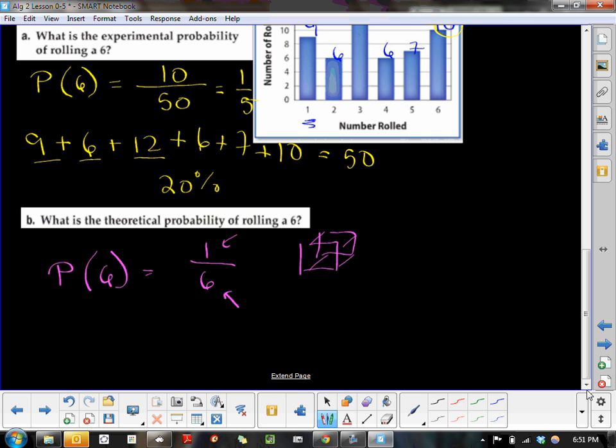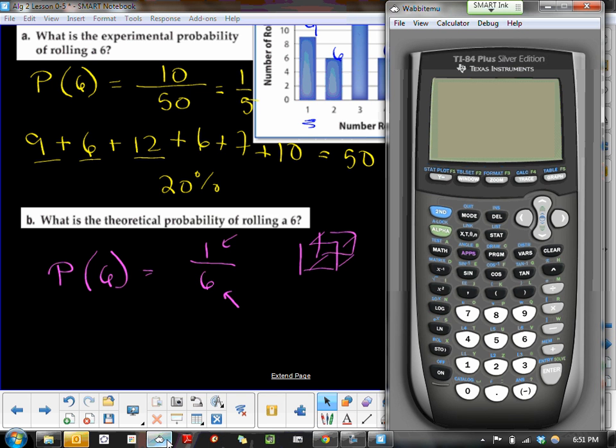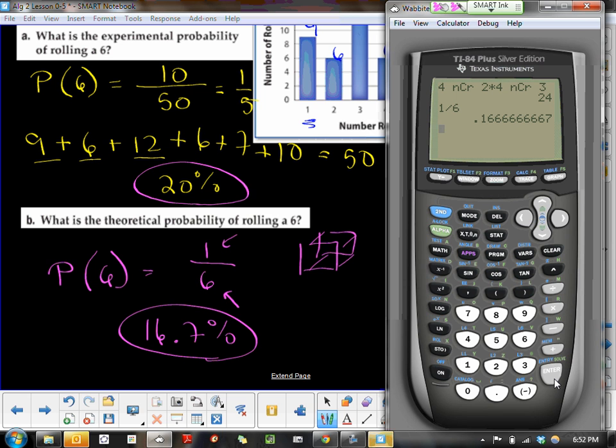If you want to convert to a decimal, you simply take 1 divided by 6. I don't know that one off the top of my head, but that's 16.666%. So if we do the rounding, it's a 16.7% chance. Now, we should see values that come back fairly close to each other because the theoretical should model what the experimental data should get closer and closer to in the long run as we keep running these trials for longer periods of time, or more trials.